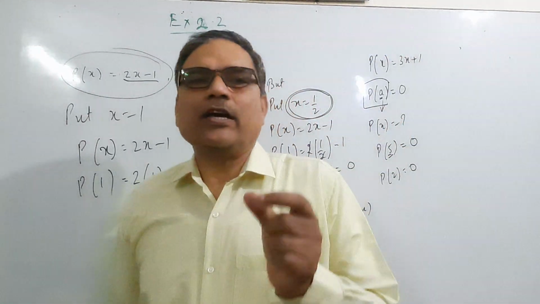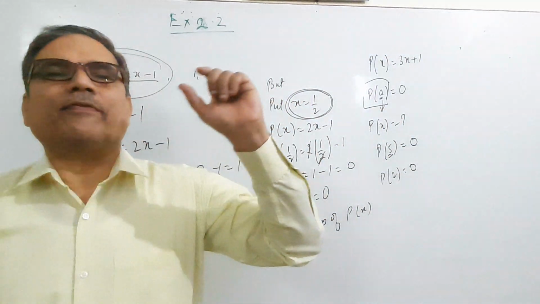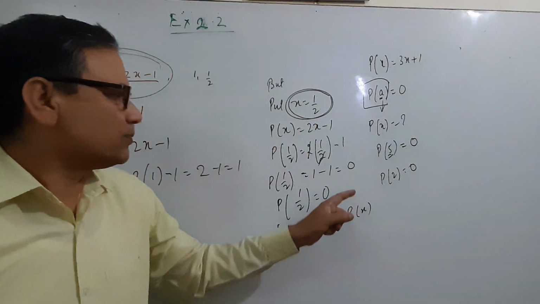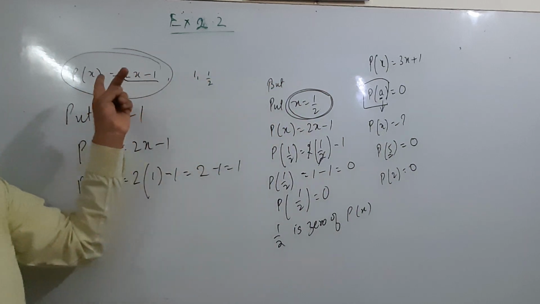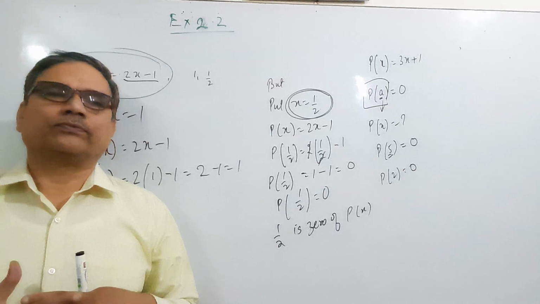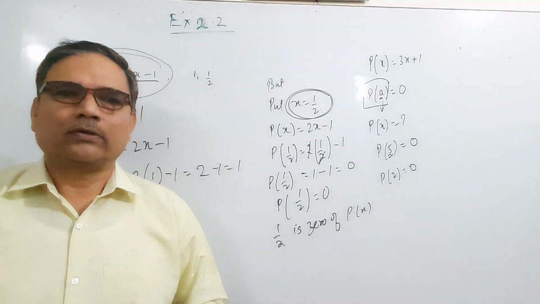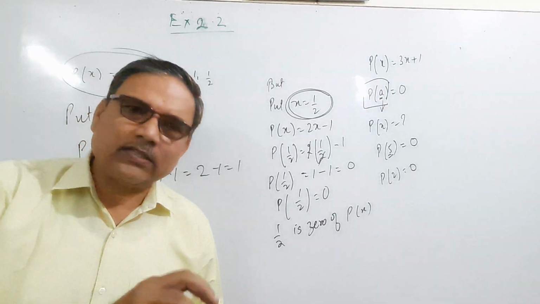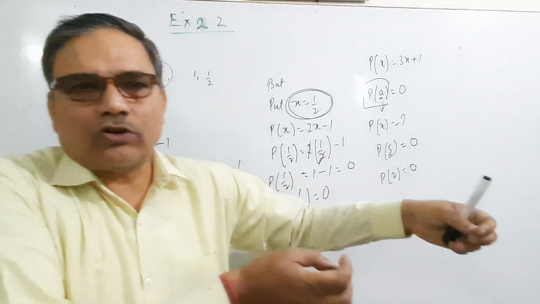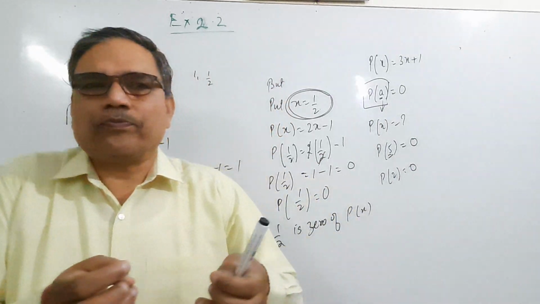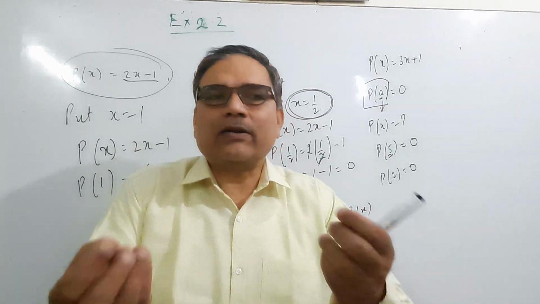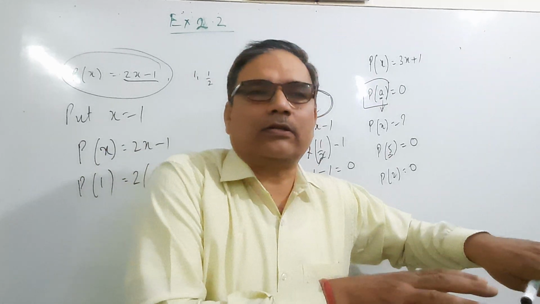In this way we can say, if we put the value of x in a given polynomial and it is equal to 0, then that value will be a zero of p(x). Here we are given directly whether it is 0 or not. We put the value of x in the given polynomial. If it is 0, then that value is a zero of this p(x). If it is not equal to 0, that means that value of x is not a zero of that polynomial.